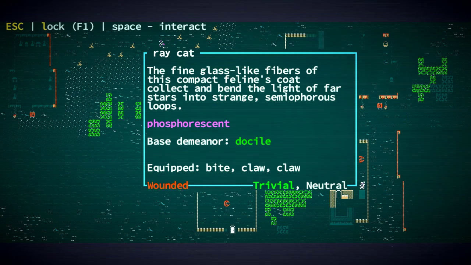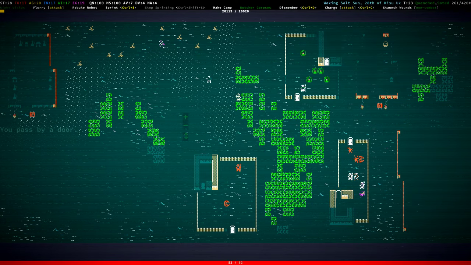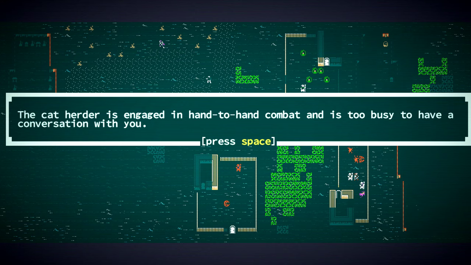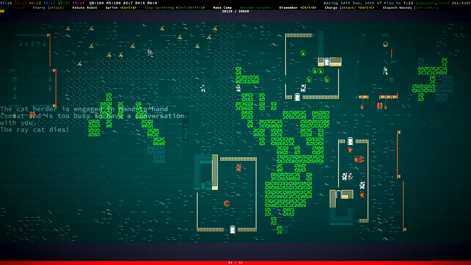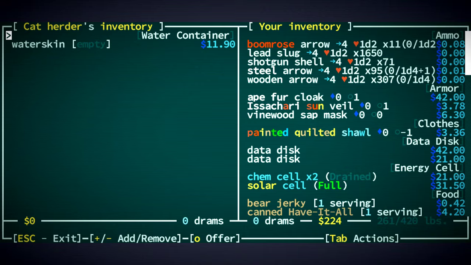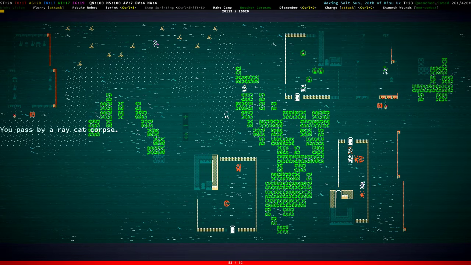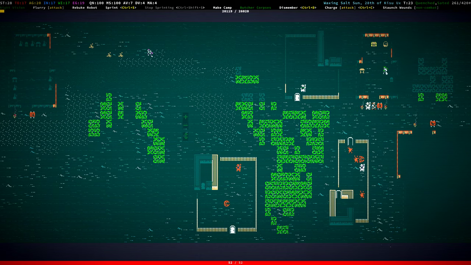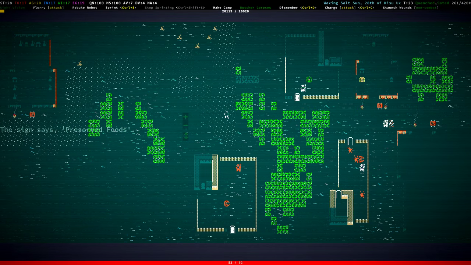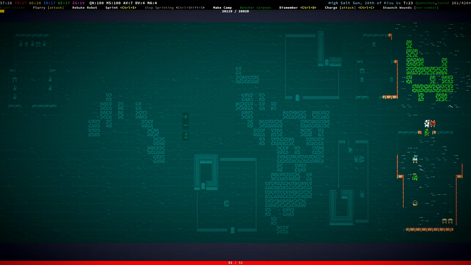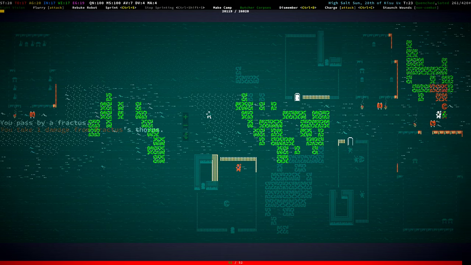What were you attacking? You're attacking that ray cat? You're a cat herder and you're attacking the ray... Wow! Dude, you killed your cat. You killed all these cats. Oh my gosh. Someone needs to call the police on you. Preserved foods. Oh, so those are preserved foods. These are normal foods. Ouch, I stepped on the thorns.